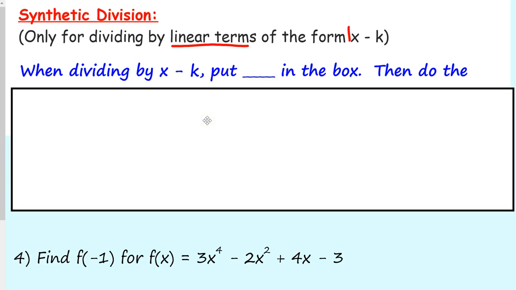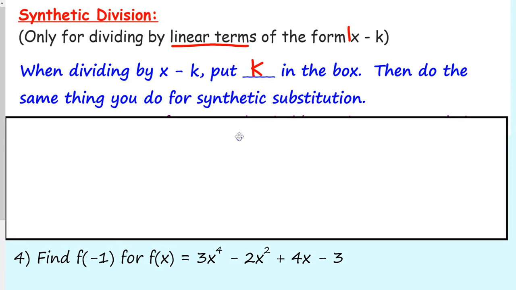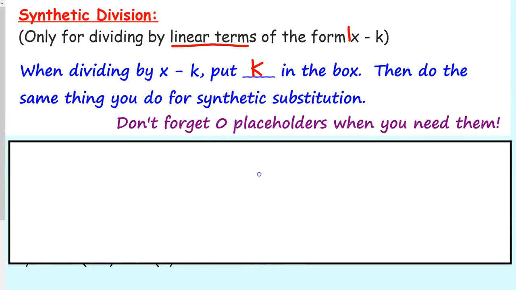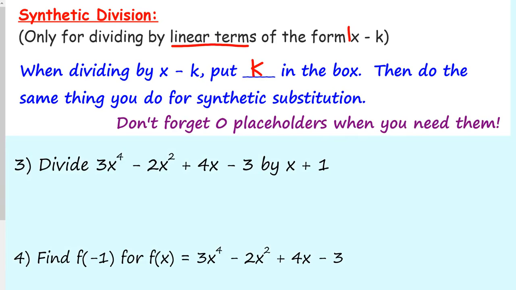If you're dividing by x minus k, you put k in the box. If you're dividing by x minus 2, you put 2 in the box. If you're dividing by x minus 3, you put 3 in the box. If you're dividing by x plus 3, you put negative 3 in the box. Then you do the same thing you do for synthetic substitution, as you saw me do. Don't forget, if you need the 0 placeholders, you insert them before you start.